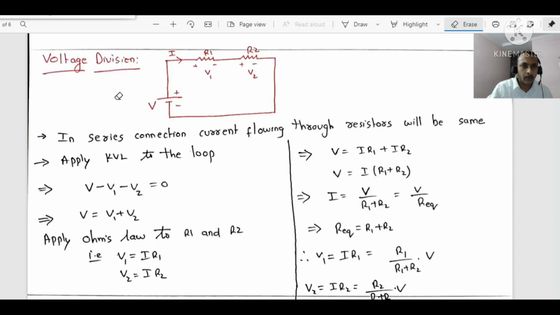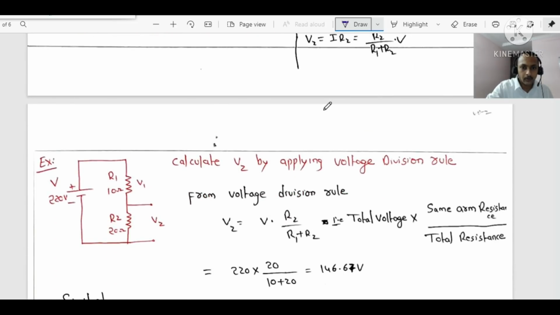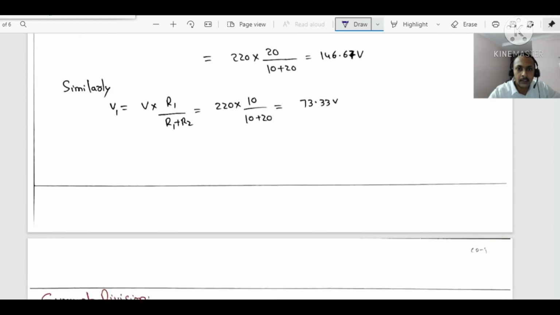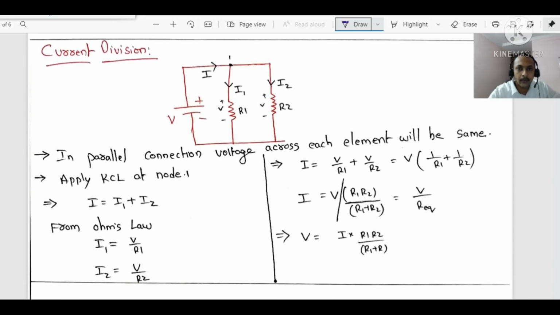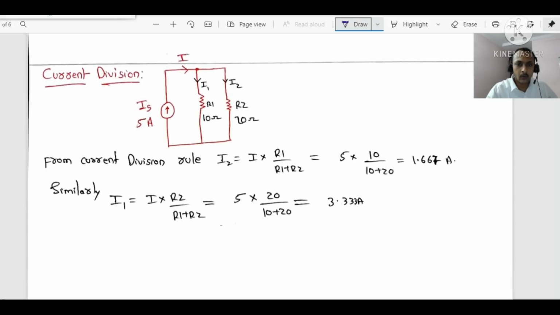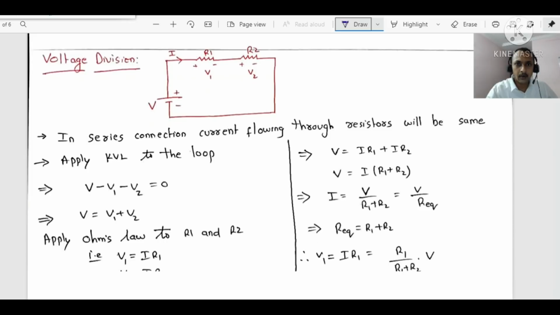In this video we are going to learn about the voltage division rule and also about the current division rule, which will be very useful and helpful while solving problems. When two resistors are connected in series, how to find the voltage across each element, we will discuss in this example. Similarly, in current division, when two resistors are connected in parallel, how the current gets divided and what will be the magnitude of current in both the resistors will be found with the help of the current division rule, and we will see some examples. By the time you complete this video, you are going to learn about the voltage division rule and current division rule.